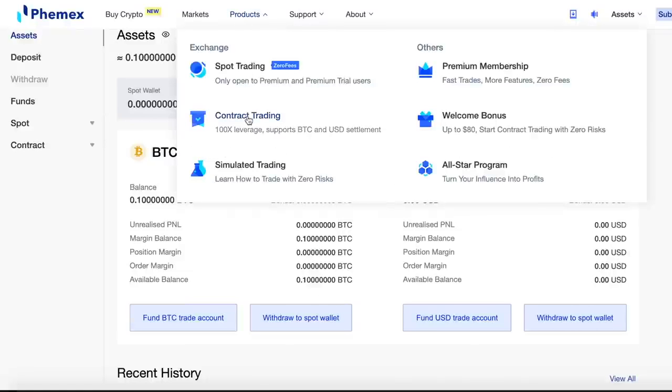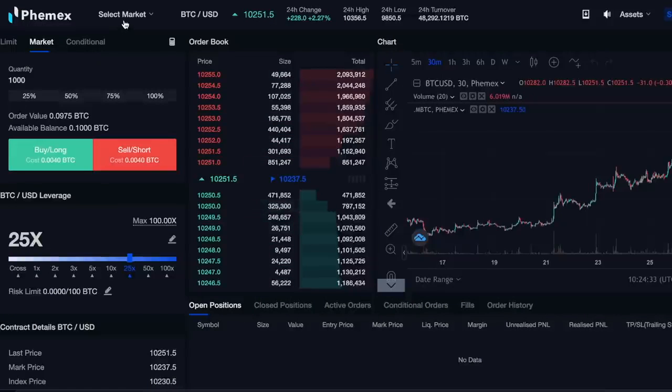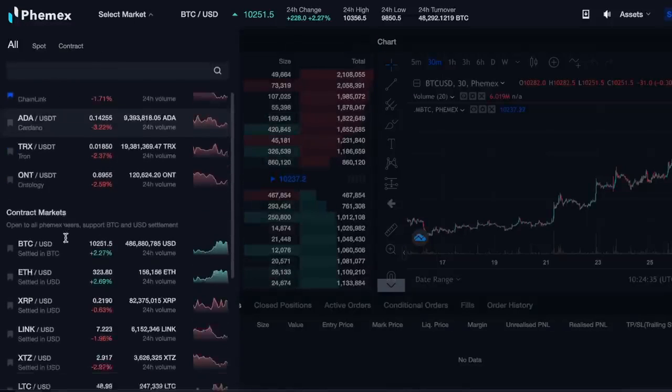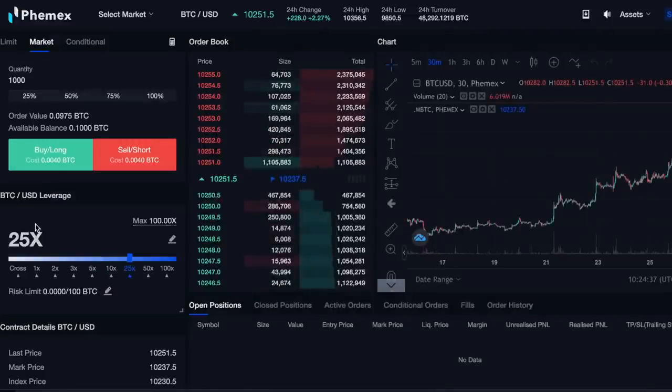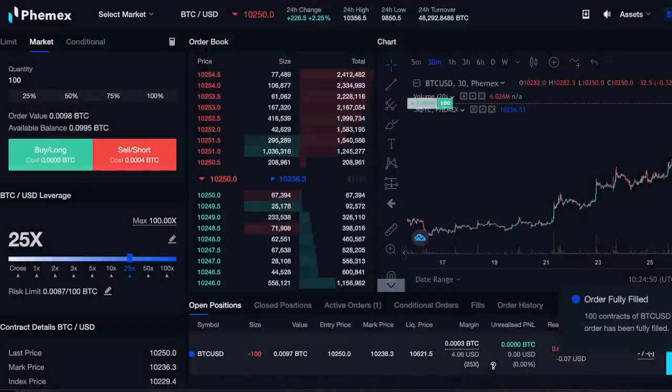So now we can go back to contract trading. I go over to this trading view, and let's say we want to trade Bitcoin with leverage here. And yeah, it's the same process. Let's say we do $100 worth. We want to sell Bitcoin, which is fine. We just click confirm. There you go. Now I have a short position worth $100.